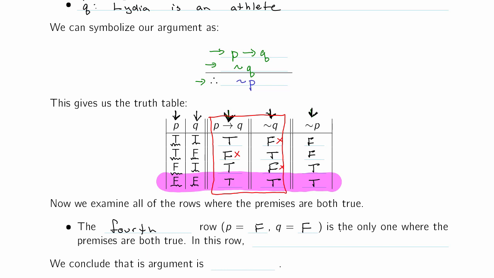What is it that we're looking for in this row? We're looking for the conclusion to also be true, and that is what we see. Since we see any time that the premises are all true, the conclusion is also true, we conclude that this argument is valid. And we could have predicted that because it said this argument is valid at the top of the page. So it's a good thing that we actually did find that this was a valid argument.